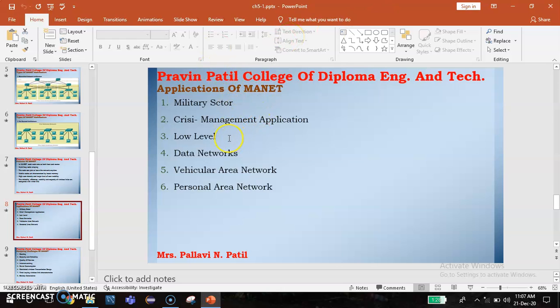The next is low level applications. The appropriate low level application might be a domestic network, where devices can communicate directly to exchange information. Similarly, in other environments like a taxi, sports stadium, boat, and small aircraft, mobile ad hoc communication has many applications. The next is the data network.